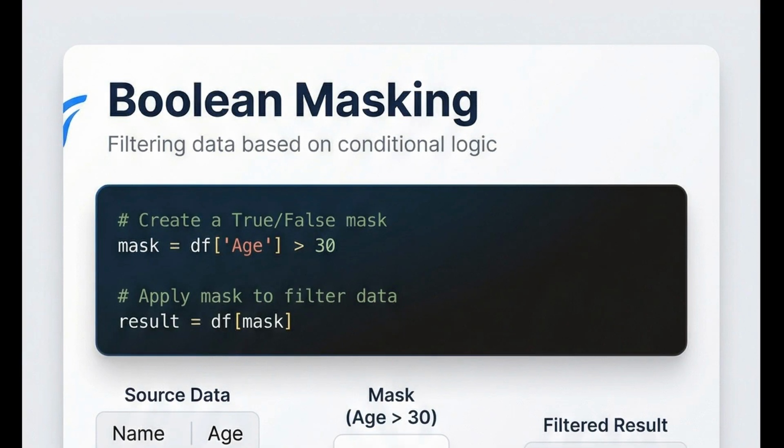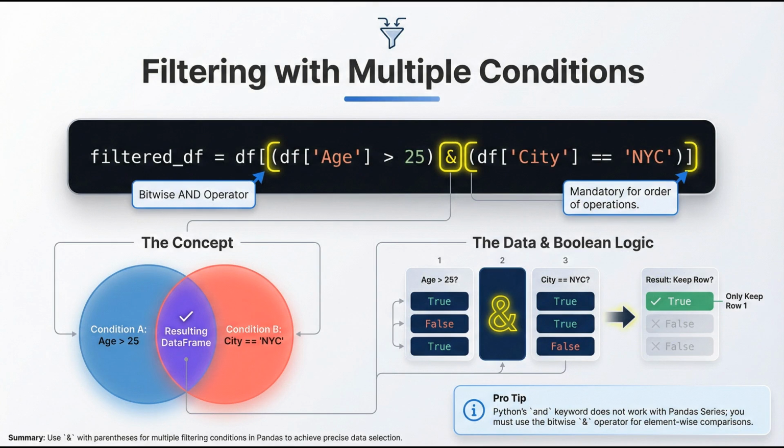Filter data using Boolean masking. Create a condition to generate a true/false series, then pass it to the data frame. Only rows where the condition is true are kept. Combine conditions with ampersand for and, pipe for or. You must wrap each condition in parentheses due to Python's operator precedence. This allows for complex logic within your filters.